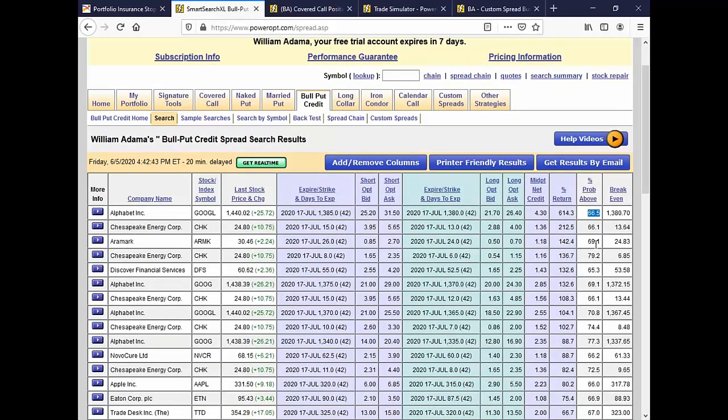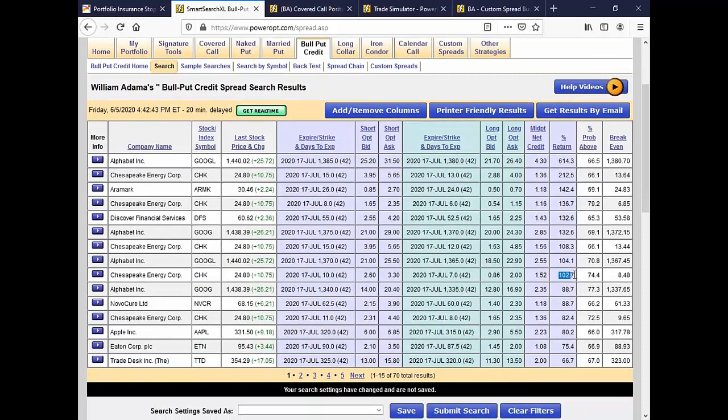Yeah, probabilities are right. Oh, the returns are really high though here. Here's an 88.7% return, the 77% probability on Google. And with the stock at 1438, selling the July 1340 and buying the July 1335. So 5-point spread, reasonable. And the midpoint net credit is 235.